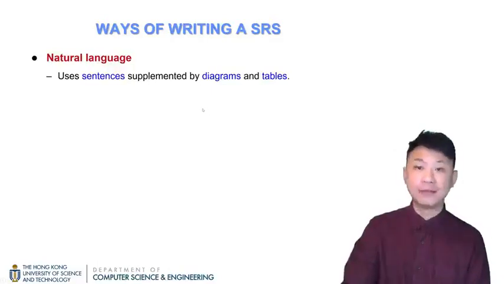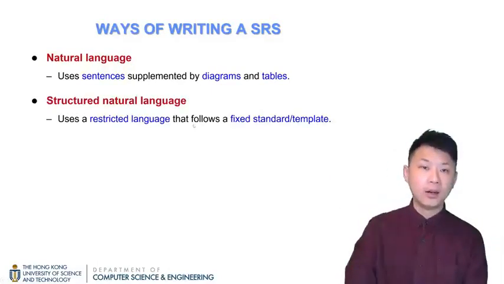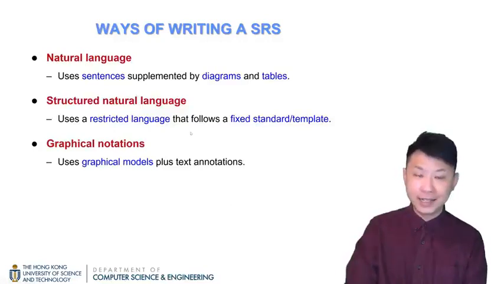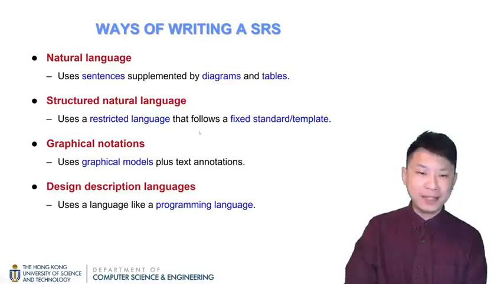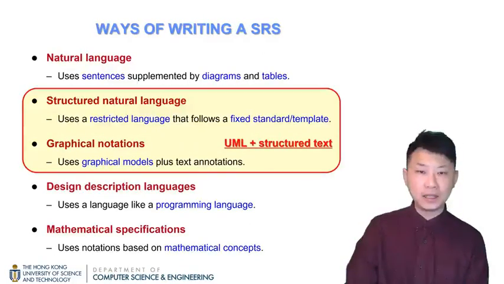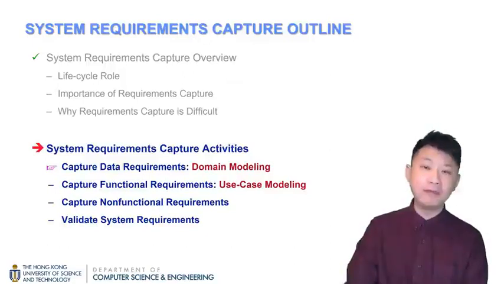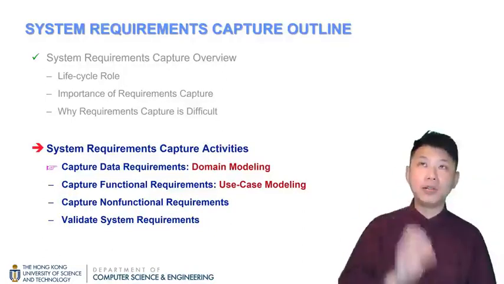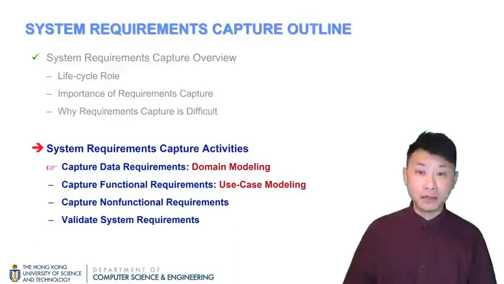You may use natural language, in terms of a problem statement. Or structured natural language using a template. Or using graphical notations. Or using some design description language, something like pseudocode, or mathematical specifications. In this course, we focus on drawing diagrams, so that's why we say graphical notations, and also using some template for writing SRS. And now we're going to start with domain modeling. Again, we are talking about capturing data requirements using a class diagram. And we try to capture all the important objects that we need to keep track within the software system.